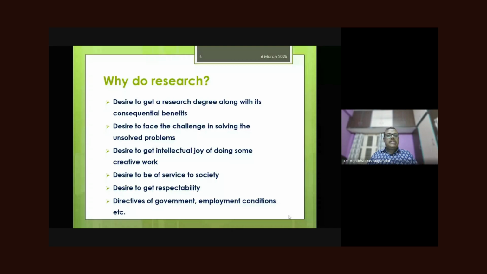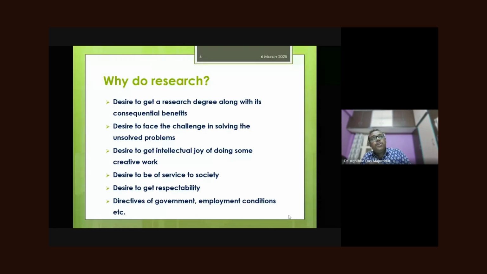PhD. And then we are going for some abroad collaboration, or some postdoctoral fellowship. There also we have to complete it. So that is the first and important desire: the desire to get a research degree along with its consequential benefits. If I get a research degree, I will get a good job in some countries, universities or colleges. So these things definitely will be there.